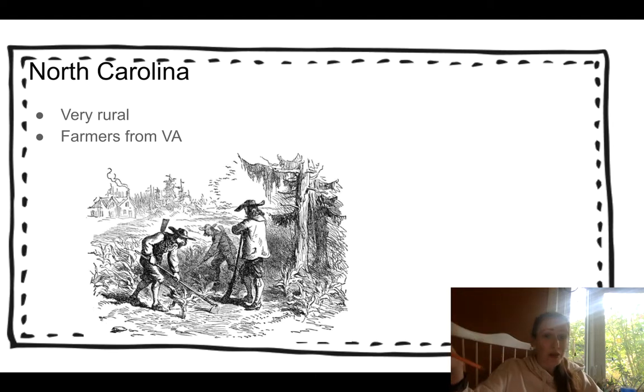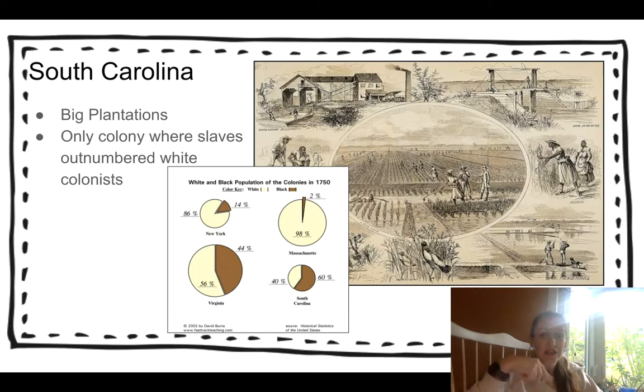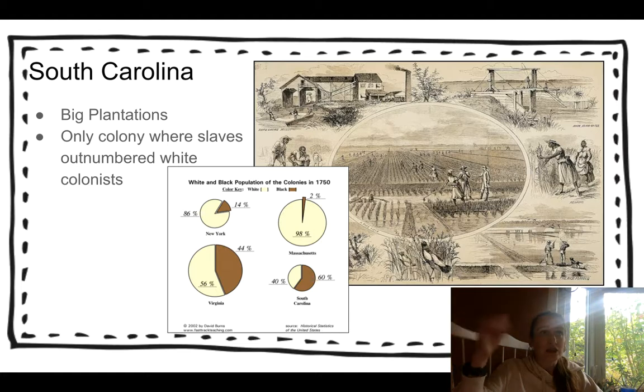They also sold many indigenous people into slavery here to help make more farms. South Carolina, think of this as the land of big plantations. This was the only colony where slaves outnumbered white colonists. So if you look at these pie charts here, you'll see that 60% of the population of South Carolina were actually slaves. And also, keep in mind that later we'll learn that South Carolina was the first state to secede from the Union. So where does that thread of slavery in South Carolina lead, with all these causes and effects?